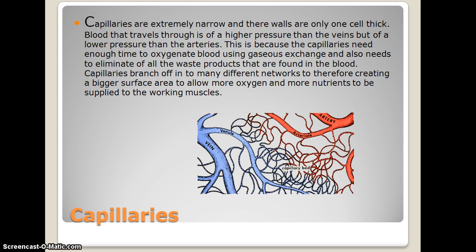Also, capillaries branch off into many different networks, so therefore it allows for a bigger surface area. So the bigger the surface area, the more blood and more time it has to oxygenate blood, therefore increasing the amount of oxygenated blood in the body to be able to supply the working muscles with more nutrients at a faster speed.